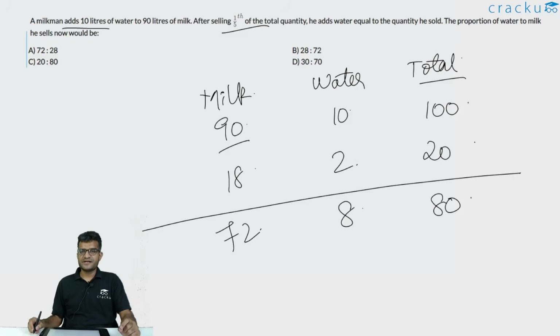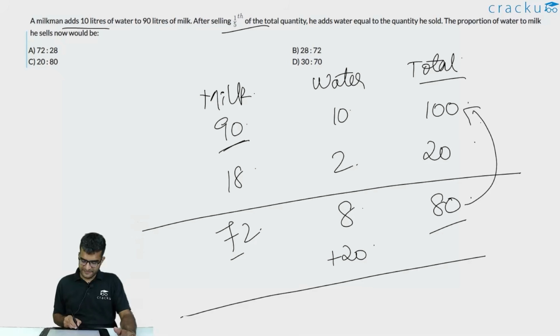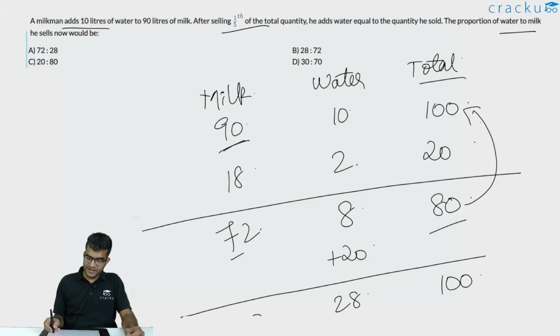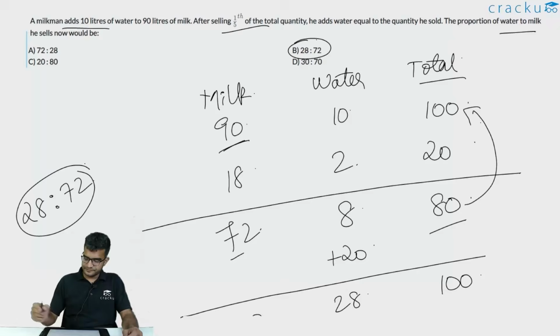But now he has replenished the amount of milk that has decreased. Initially it was 90, now it has become 72. Or he has increased the total volume from 80 back to 100. So he has added 20 liters of water. So the amount of milk in the final solution remains 72. The amount of water now becomes equal to 28, and the total again becomes equal to 100. So the ratio of water to milk in the final mixture will be 28:72, which is option B.